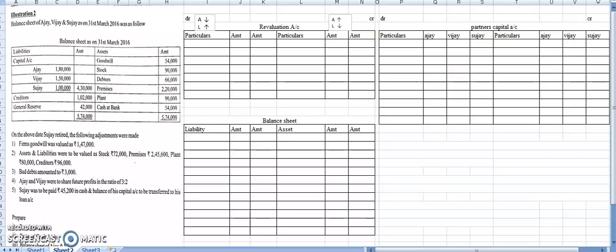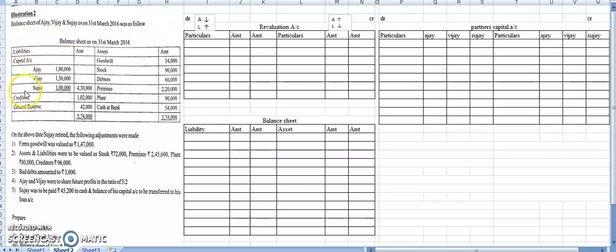In this video, we will see how to solve a problem on retirement of a partner. So firstly, I'll read the problem which is given on the left hand side of your screen. Balance sheet of Ajay, Vijay and Sujay as on 31st of March 2016 was as follows.